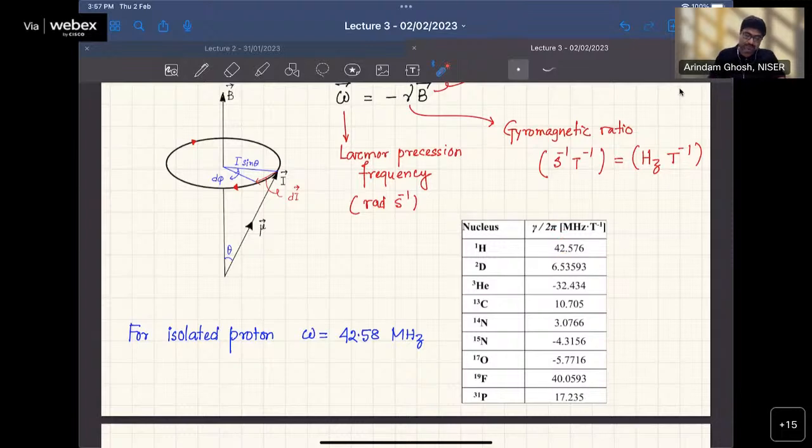One good thing we can see from this table directly is if we look at carbon 13 and compare it with the proton, these two are about 1/4. We have about 42.57 and 10.7. If we multiply it by 4, it is going to be very close to this. So that means the gamma of carbon is 1/4.